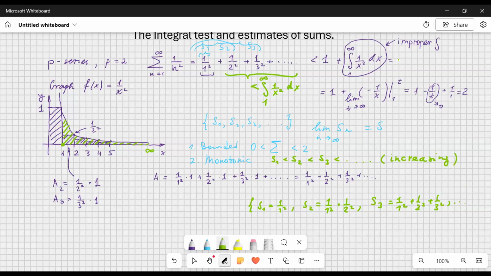So we know that if the sequence is bounded and monotonically increasing, it's going to have a limit, and that means that the sum is going to have some limit S, which means that it's going to be a convergent sum. We're going to say that the series is convergent.